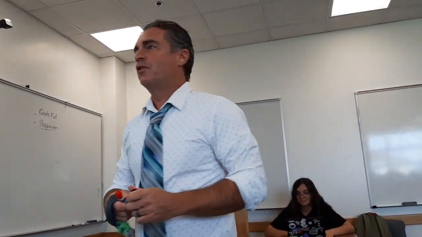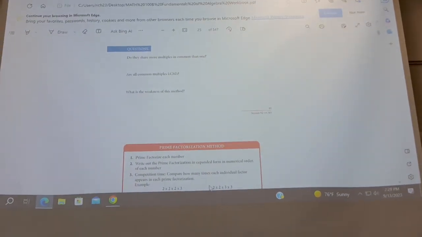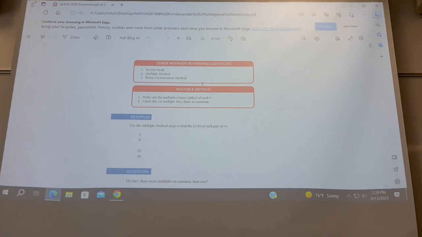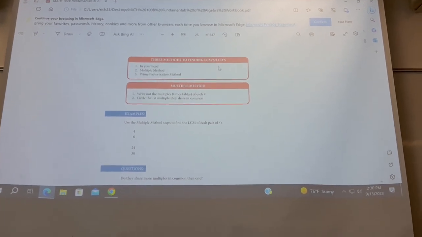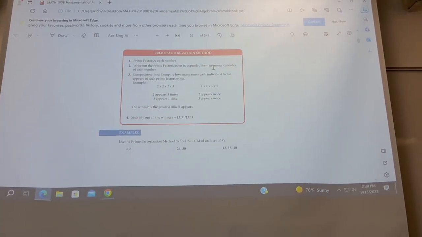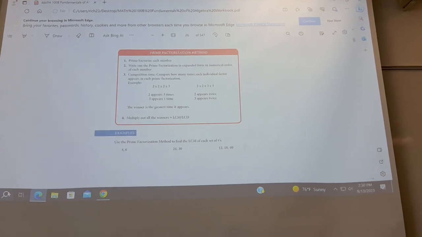Okay? All right, let's go to the next page. So the third method, remember there were 3 methods? If we go back, it said there are 3 methods to find the LCMs. The third method was the prime factorization method. So we go to this page. This is our last page today. When we cover this, we'll be done.